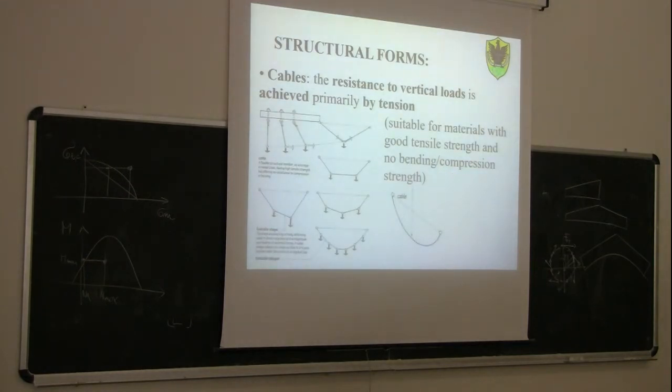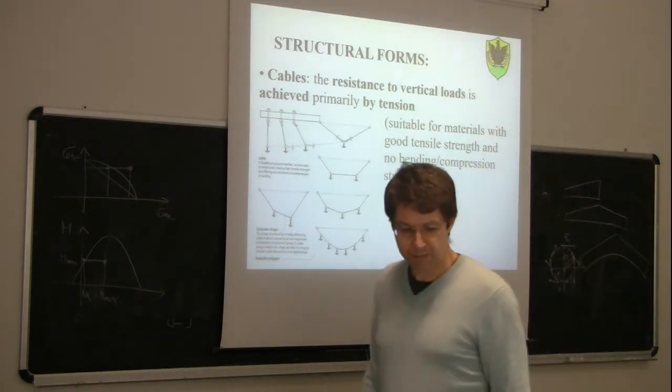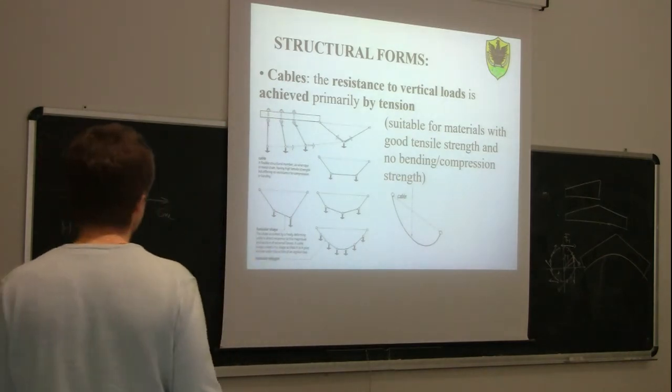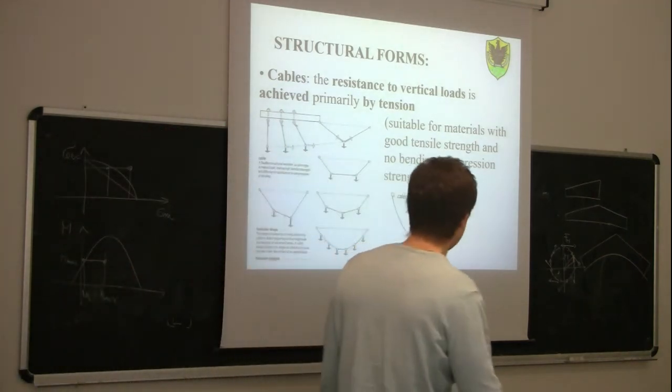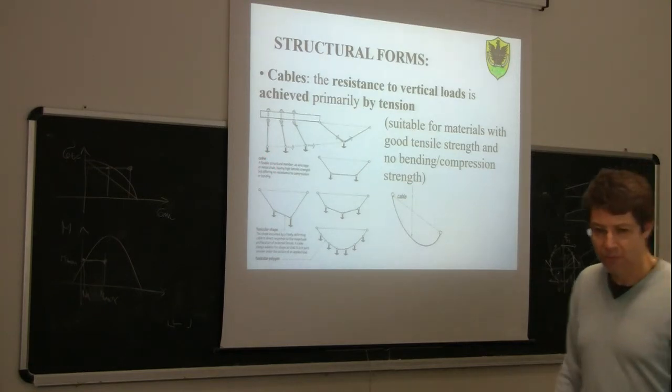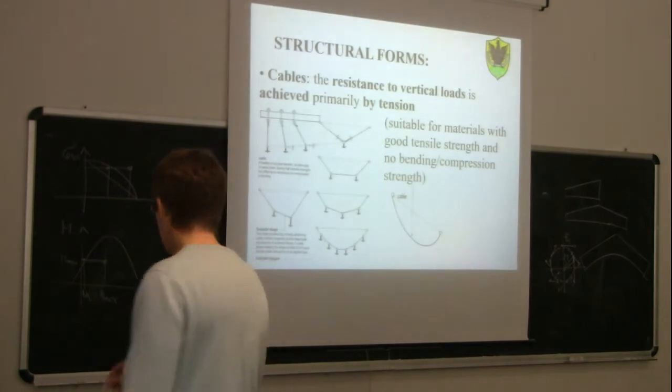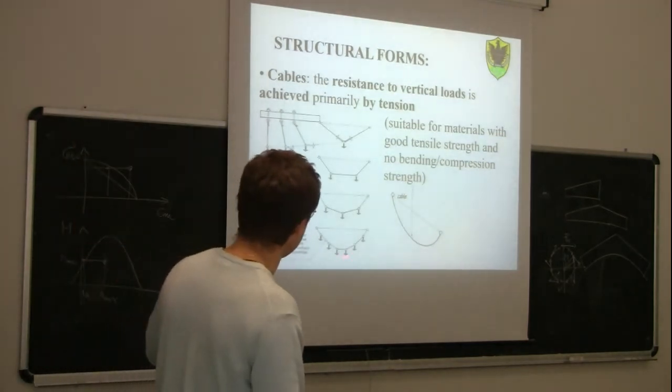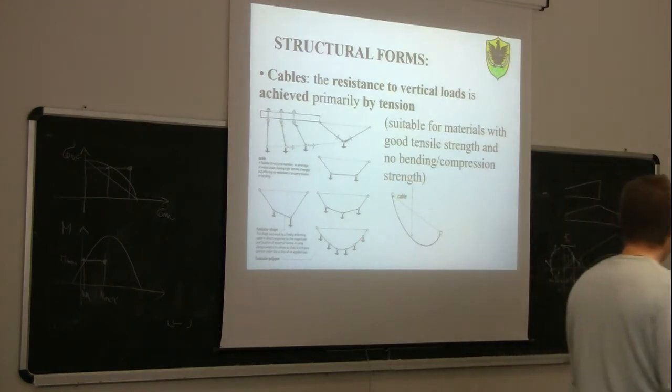Final option, there may be some other options, but let's say the final important option is the use of cables. So cables are structural members that are only able to resist tension. In this case, again, the resistance is achieved by shaping the structure in this way. If you want, you can see this like an arch turned upside down. While before, in the arch, we had only compression, in this case, in the cable, we have only tensile forces.